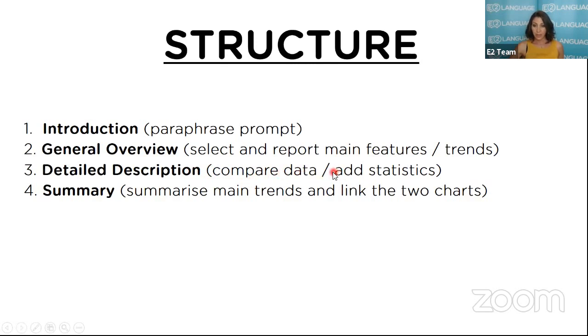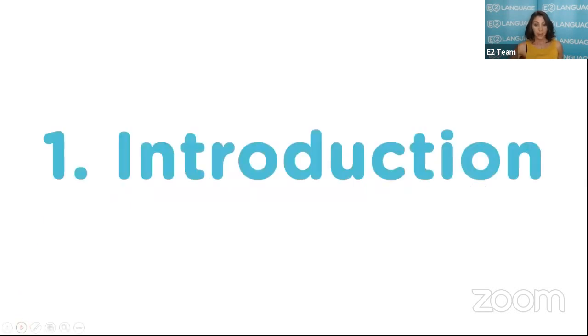Then we move into the detailed description. This is where you would say the data showed an increase over time of 50%. You can say it started at 50 and ended at 100. So this is where you support the information that you gave in the general overview by adding statistics and also comparing data. You'll then finish with a summary. This is where you summarize the main trends and link the two charts. And we're going to have a look at how we do that.